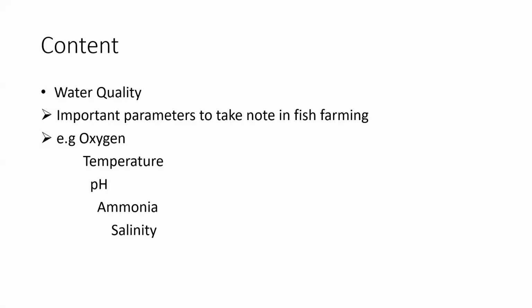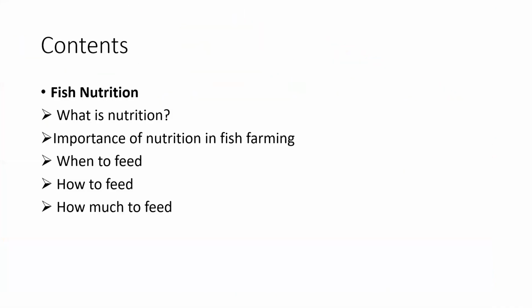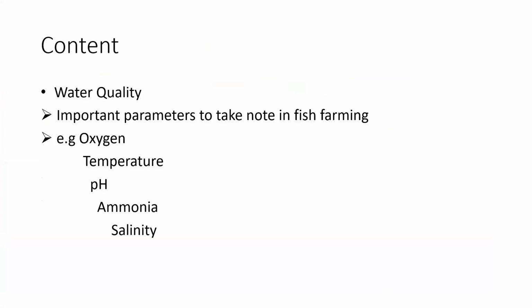Okay. As I said, the content will run as follows. Fish nutrition: we'll look at what is nutrition, the importance of nutrition in fish farming, when to feed, how much to feed, and how to feed. And then in our second session, which is water quality, we'll look at the important parameters to take note of in fish farming, e.g., oxygen, temperature, pH, ammonia, and salinity. These are very, very important aspects that we need to know for us to get healthy stock and also to achieve our growth within the period.